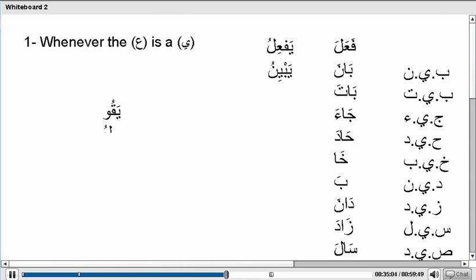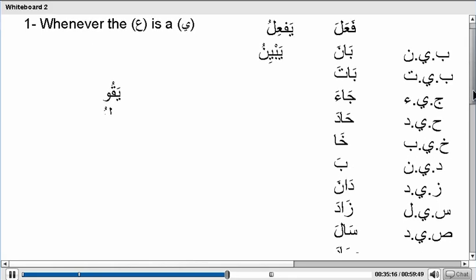Understand? So, here, let's go and do it to yadinu. To yadinu, pardon me. To yad yi. So here we have the heaviness. This heaviness is caused from what? From the kasra being with the ya. So we want to dispose of this kasra, so we can lighten the speech.